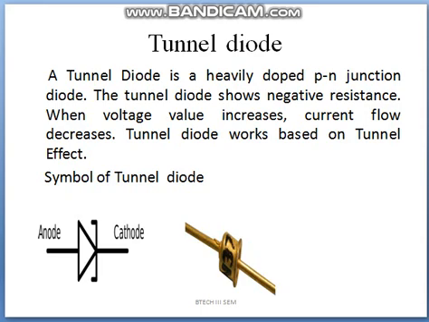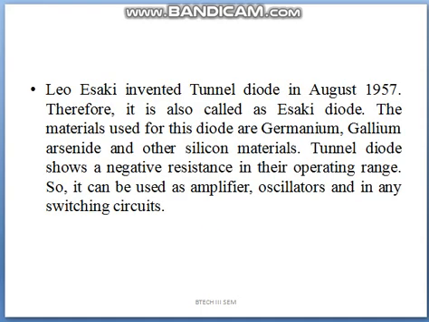This is the symbol of a tunnel diode, as shown in the figure. It is a two-terminal device. First is the anode and second is the cathode. The tunnel diode was invented in August 1957 by Leo Esaki. The materials used for this diode are germanium, gallium arsenide and other silicon materials. A tunnel diode shows negative resistance in its operating region. So, it can be used as an amplifier, oscillator, and in switching circuits.